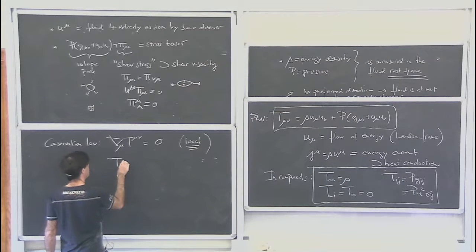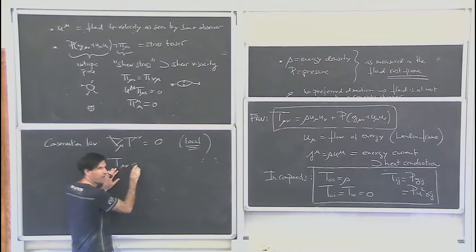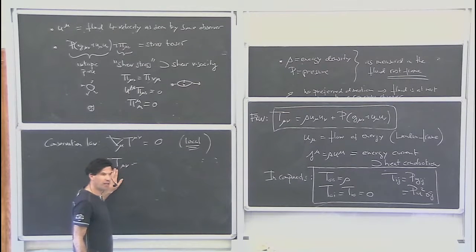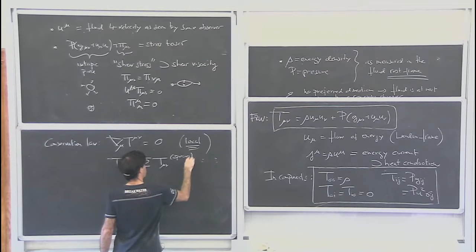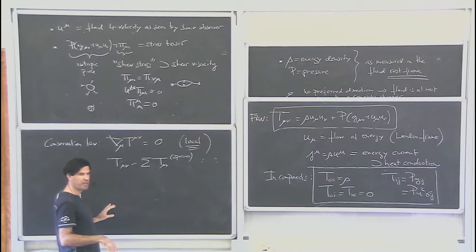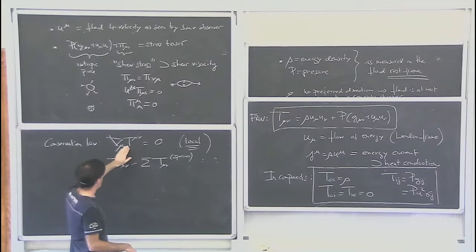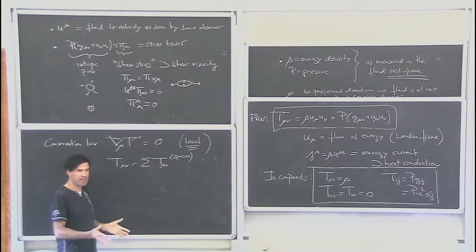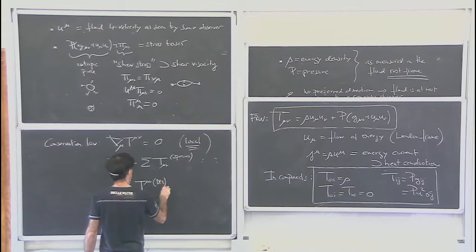One more thing which is important is that when you have different species in the universe, like dark matter, photons, baryons, the total energy momentum tensor is the sum of all the energy momentum tensors over all the species. And when you have one species, for instance dark matter, that does not interact with any of the other species except gravitationally, but gravity is not really included here, the gravitational interaction, then you have a specific conservation law for that species. So for dark matter, you would have the divergence of T mu nu for dark matter equal to zero.